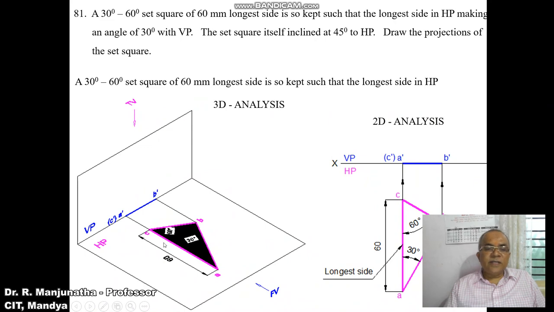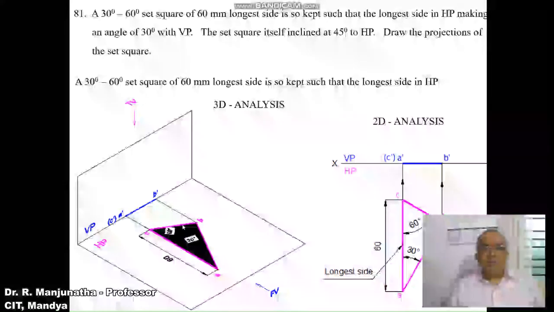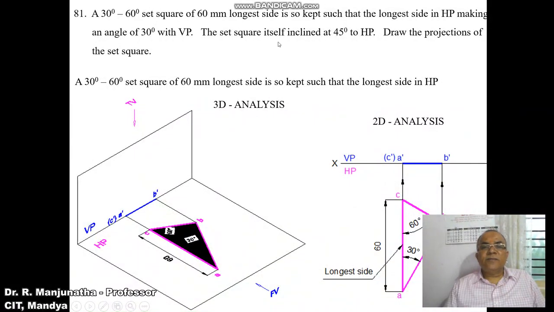So initially we will take the surface inclination with respect to HP as 0 degrees. In other words, the surface is parallel to HP. Once the surface is parallel to HP, we are finding the true shape in HP. How to identify that? When you look from the front view, we can see the surface A dash, B dash, C dash is on the horizontal plane. That means all the sides are parallel to HP, so we are getting the true shape here in the HP.